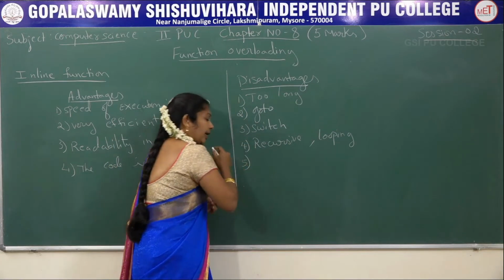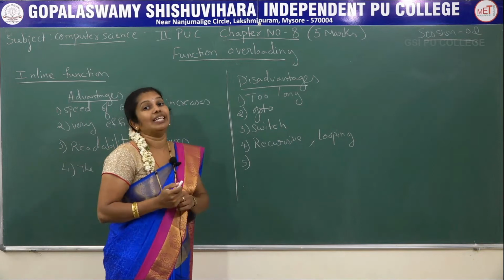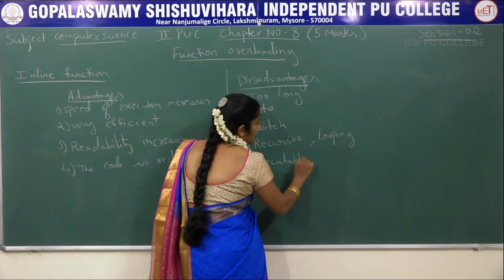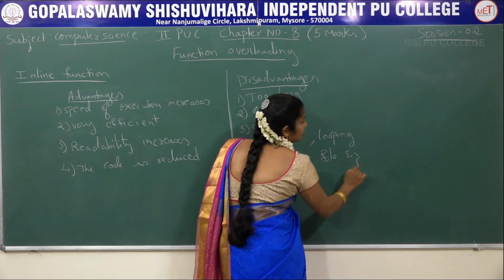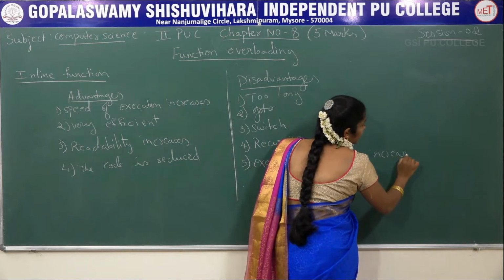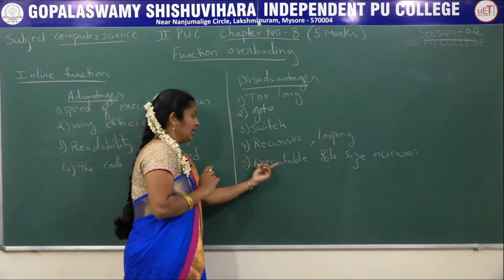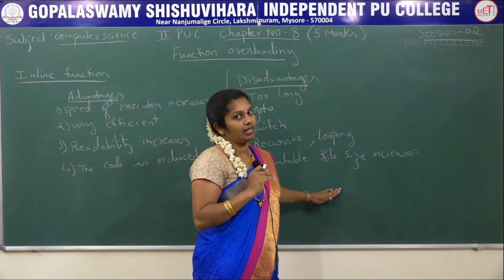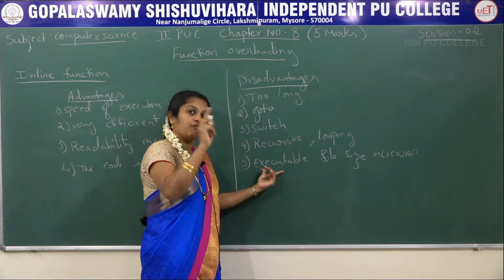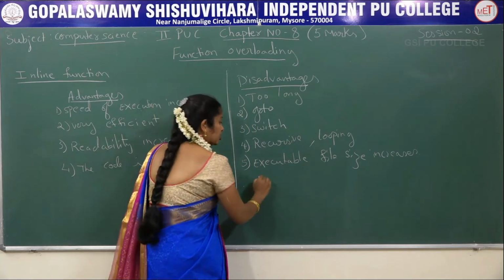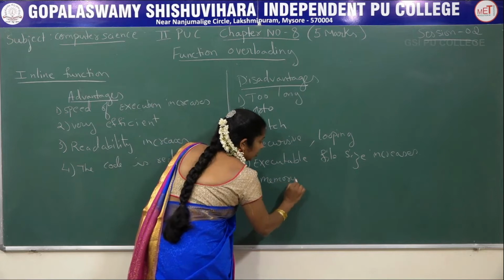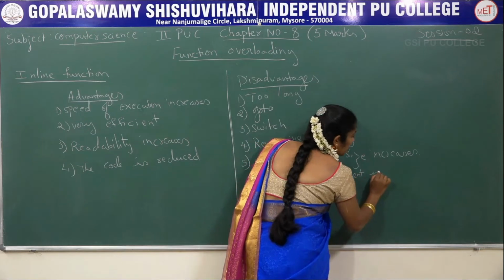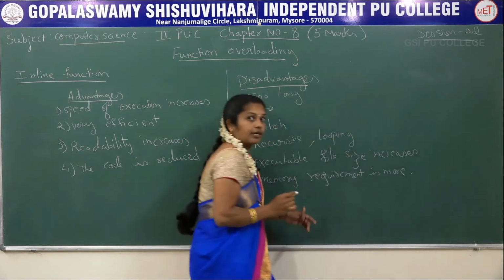And with that, the executable file size will increase. Executable file size increases here. These are the few disadvantages. Executable file size will increase because here the body will be replaced by the function call. That's why the executable file size will increase. That's why memory is also more. Memory requirement is more here. These are the few drawbacks.